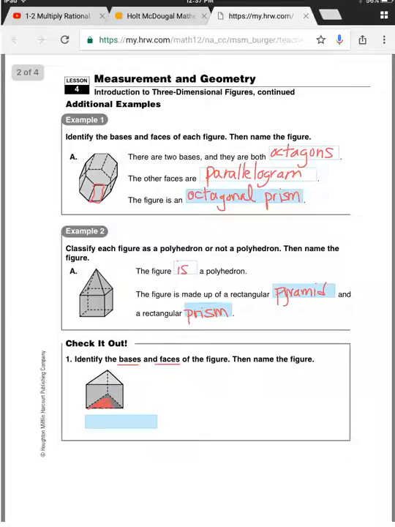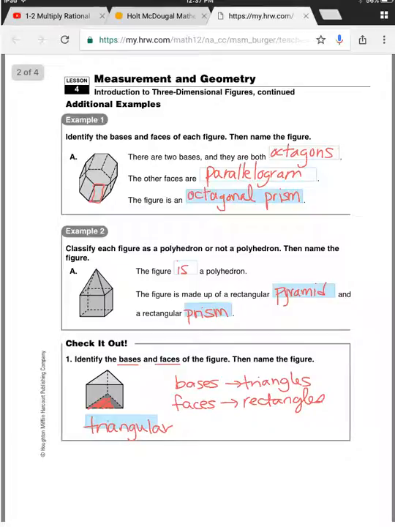So the bases are triangles. Okay. And the other faces are rectangles. So because the bases are triangles and we name our prisms or our figures or our cylinders based on the shape of the base, we have a triangular prism.